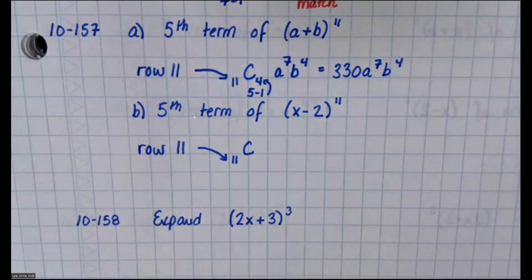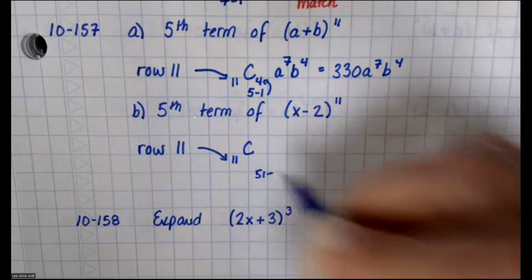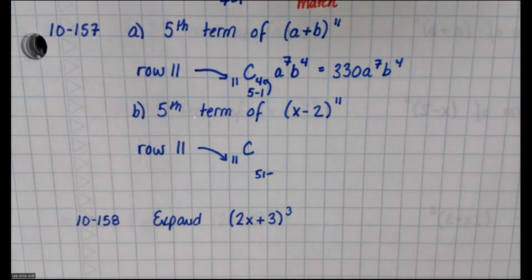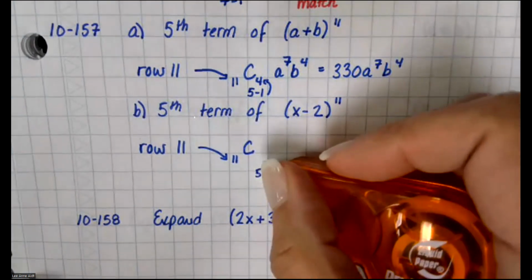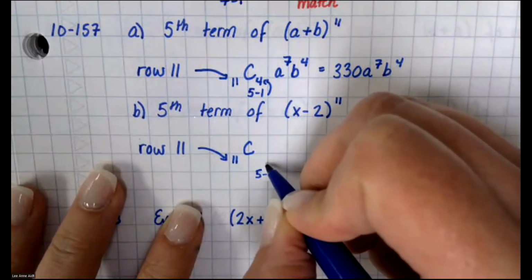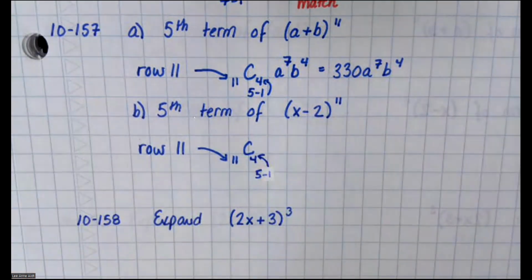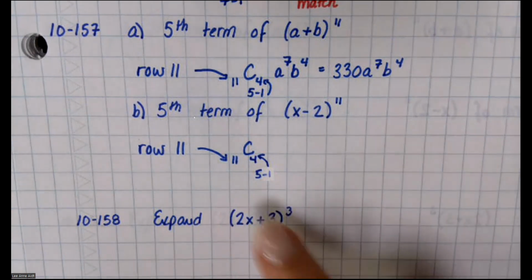That's going to give me 11 combination something. I'm still going to indicate, whoa, that's backwards. Indicate here 5 minus 1, not 51 minus. 5 minus 1 is 4. So I have 11 combination 4.